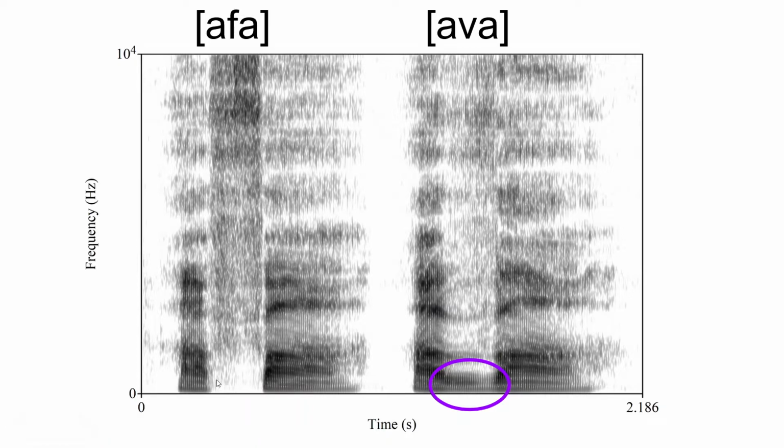Also, because some of the airflow is being used to drive that vibration, there's not quite as much energy in the higher frequencies in the turbulent noise because the air isn't flowing quite as much. Some of that energy has already been taken away. Okay, so we have different places of articulation. We have the sibilant, non-sibilant, and we have that voicing contrast.